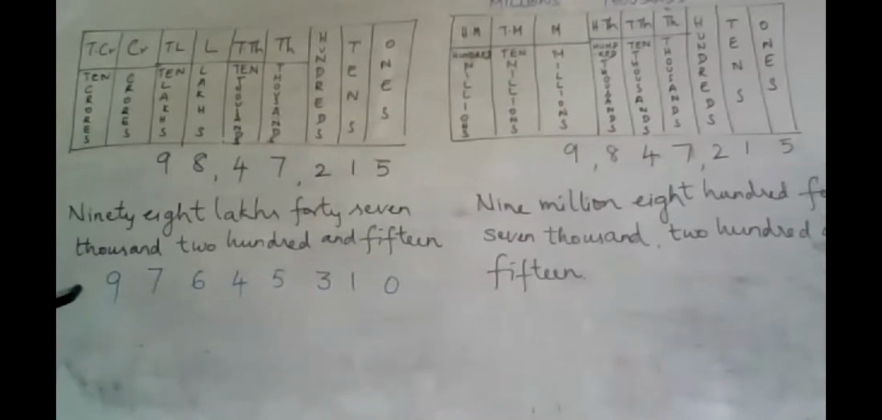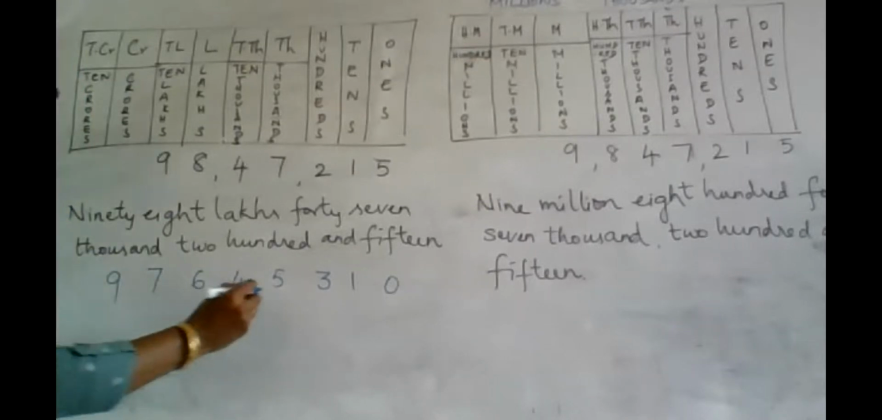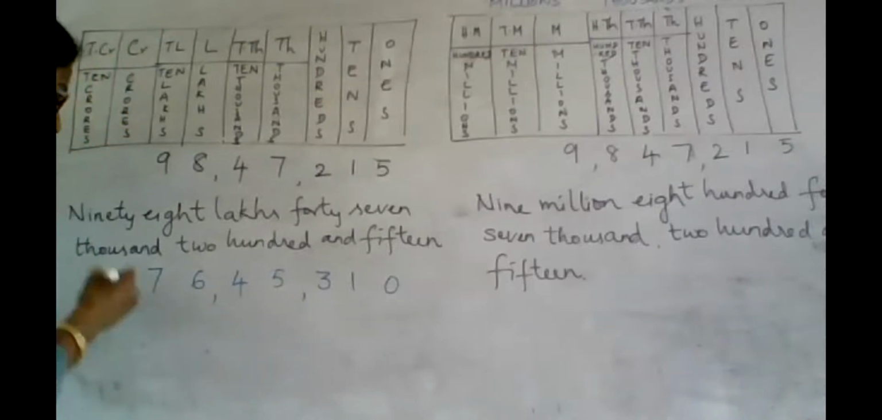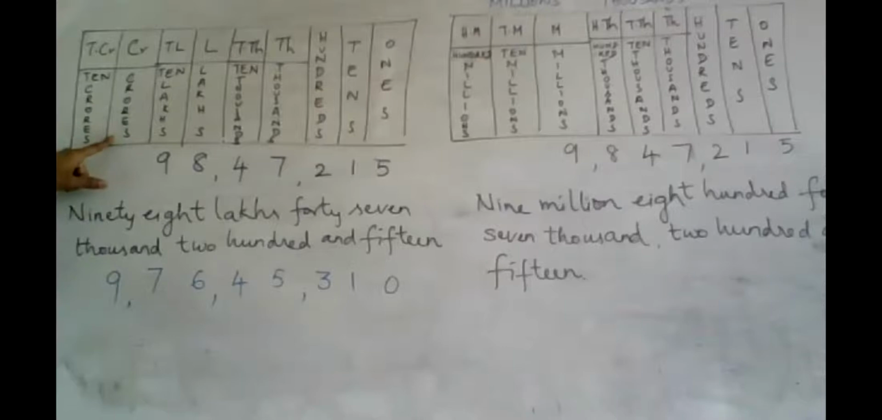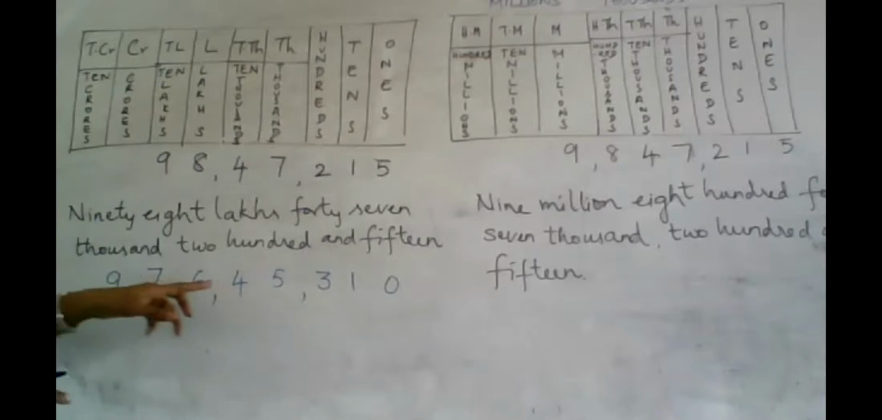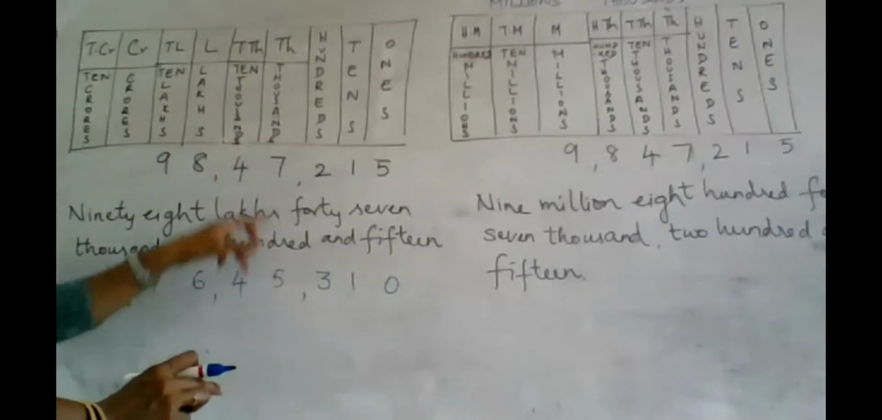So let me first put the commas and find out how I can identify its place values. So 3 first, then 2 and then 2. Now 9 is sitting in the crores place, so it will be 9 crores. You have 7 in the 10 lakhs and 6 in the lakhs, so it is 76 lakhs, 4 in the 10,000, 5 in the 1,000.